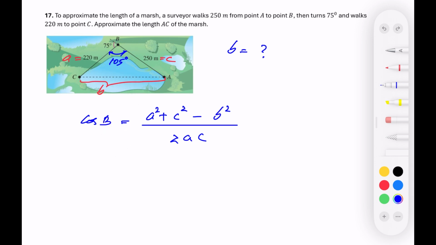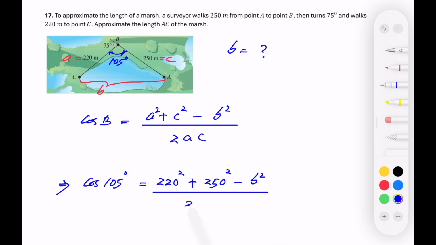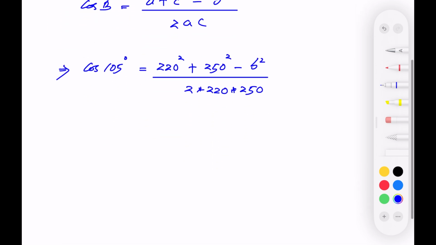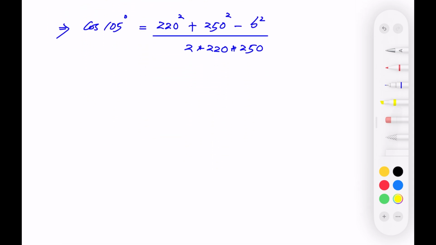Therefore, when we substitute the given values, it's going to be cosine 105 degrees is equal to a squared, which is 220 squared, plus c squared, which is 250 squared, minus b squared, all of that divided by 2 times a, which is 220, times c, which is 250. Now we can easily solve this equation and find the value of b.